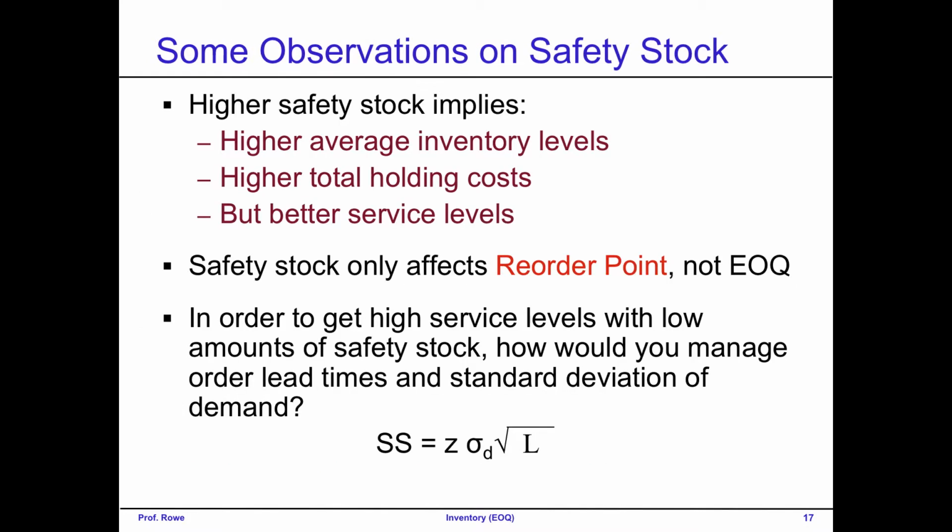Okay, so some observations as we just looked at. The higher safety stock means we will be carrying a higher average inventory level, because our average inventory level now will be Q divided by 2 plus safety stock, which then translates into higher total holding costs, but we'll have better service levels. So again, as a business, we have to decide if that's going to be worth it. We see that safety stock impacts the reorder point being D times L plus safety stock.